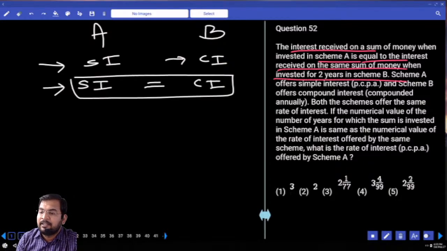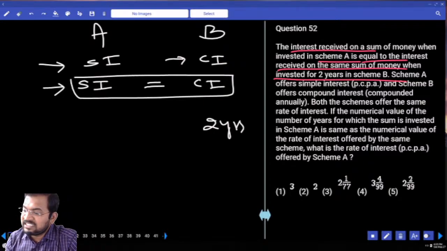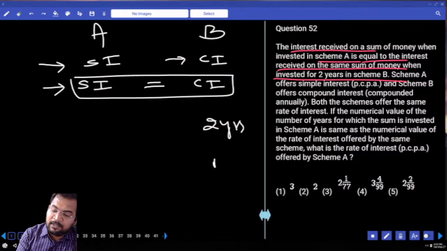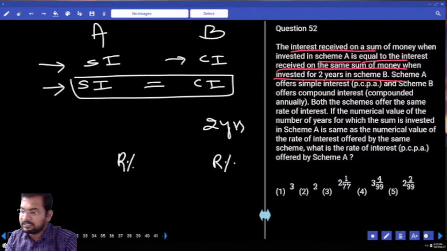Are you clear? And when invested for 2 years in scheme B, so scheme B number of years is how many? 2 years. Both the schemes offer the same rate of interest. The rate of interest is also the same.